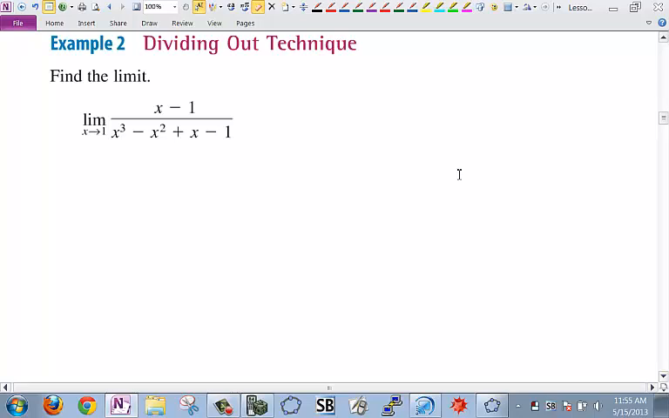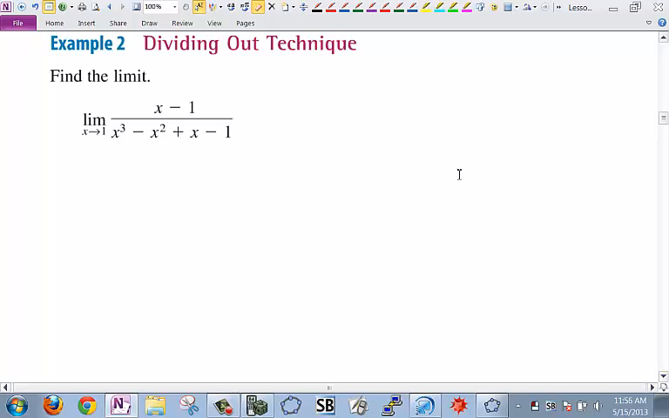And if it equals 0, then it's discontinuous. Even more importantly, just look at the function and identify where the discontinuities are. So, where does the bottom equal 0? 1. 1 cubed minus 1 squared plus 1 minus 1 equals 0. So this function has a discontinuity at 1. That's the only discontinuity, actually.